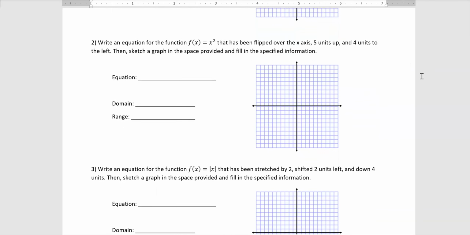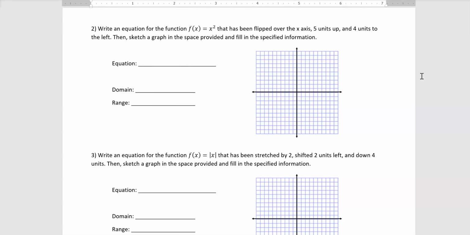Write an equation for x squared that's been flipped over the x-axis, moved 5 units up and 4 units to the left. So if we remember that quadratic originally had that parabola shape, it'll still have that parabola shape when we're done with it, but we're going to switch it up a little bit. Beautiful. That was our original shape.